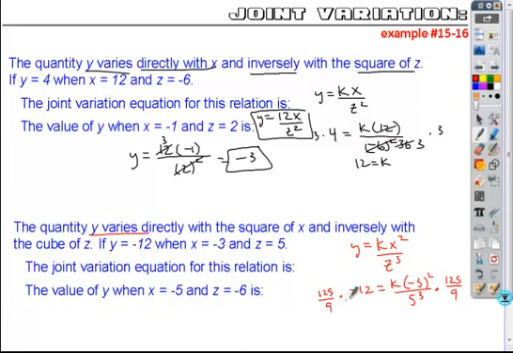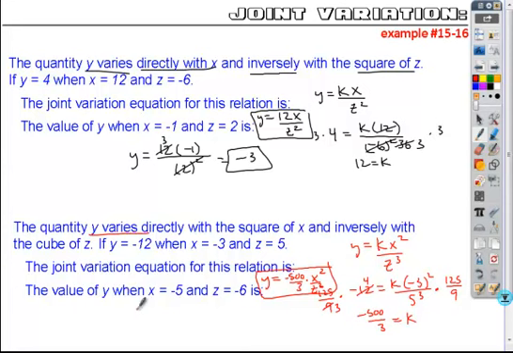9 and 12 have a common factor of 3. And so when I simplify this, I get 125 times negative 4 is negative 500 over 3. There's my k value, giving me my equation y equals negative 500 over 3 times x squared over z cubed. So this is what your answers are going to display as, just because of the form that they're in, but you can write it all as one fraction too.